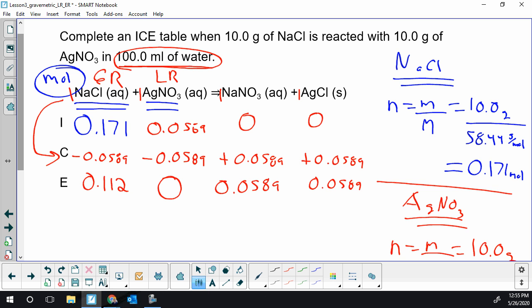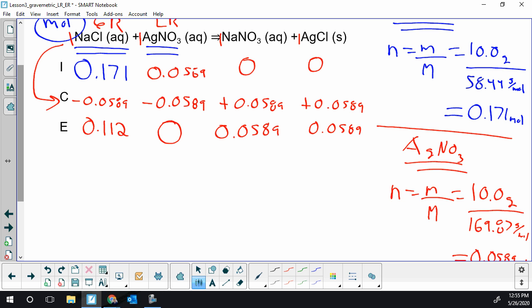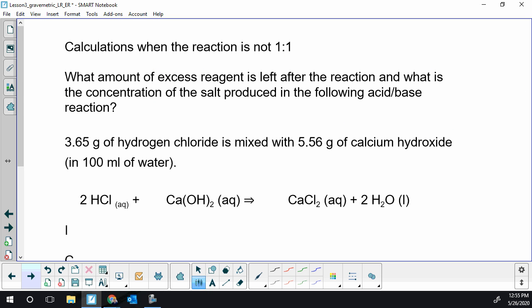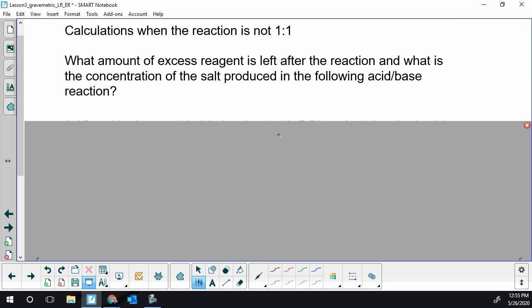Okay? Where concentrations will tie in, and when we get into mixed stoic, is if you wanted a concentration, you need the moles and the volume. You get the moles from your ICE table, and you get the volume from the question. Okay? So next, in my last example, is calculations when the ratio isn't 1-to-1. So we're going to have to do a bit more work to figure out which one's going to run out.